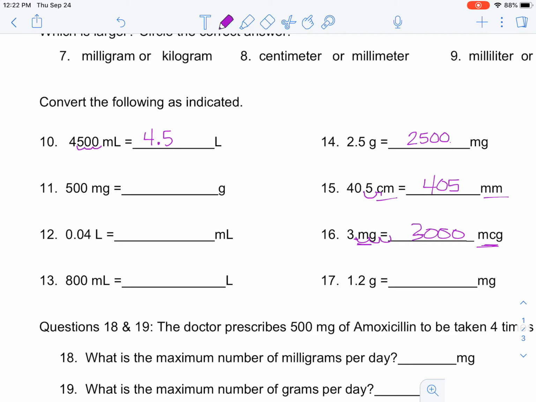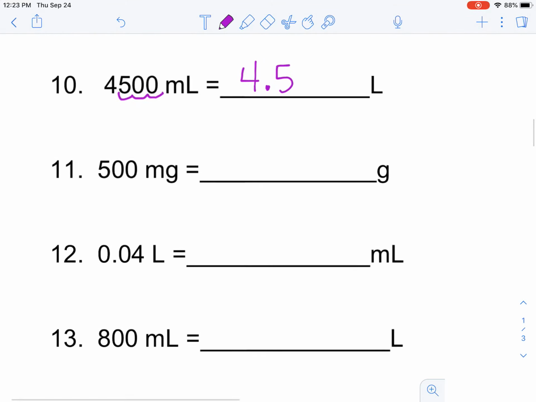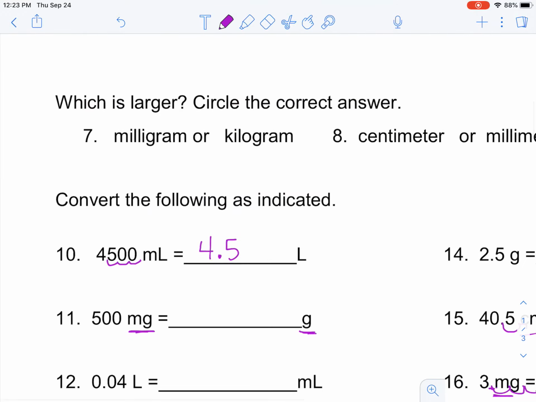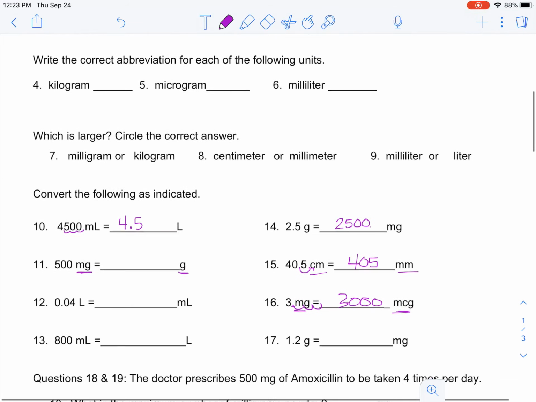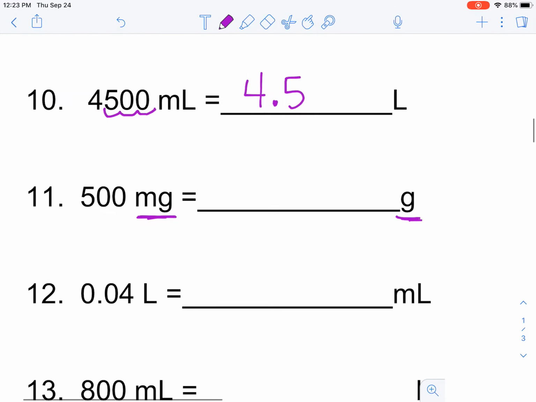Alright, so the next one and the last one that I'm going to do here is this one, milligram to gram. So milligram, milli is here, gram is in the middle, and if I look at the exponents, that's a jump of 3, and it's 3 to the left. So 3 to the left is going to make me go 1, 2, 3. It's going to put the point in front of the 5, and then it's going to have these zeros here.